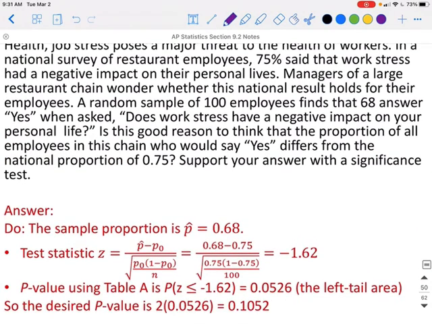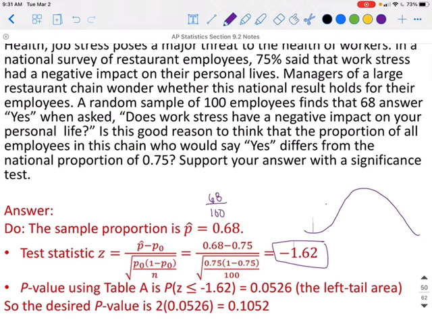We're going to start by finding that p hat value, and they tell you that 68% said yes, or 68 out of the 100, which gives us 68%. We're going to find our test statistic, or the z-score. So we're going to do 0.68 minus 0.75, all over the standard deviation of this sample. Remember, that's the square root of the probability of success times the probability of failure, all over the sample size. And we're going to get a z value of negative 1.62.